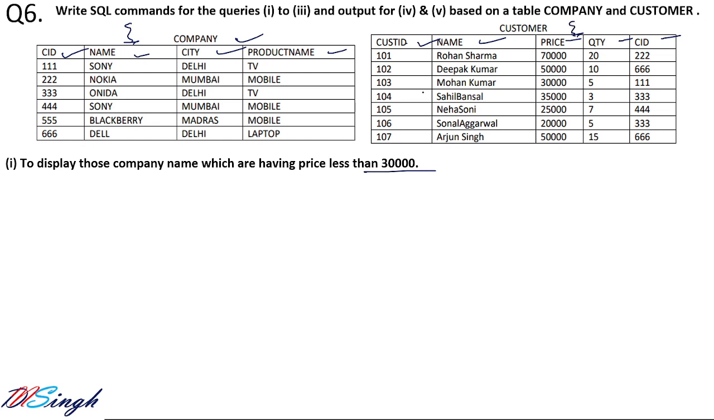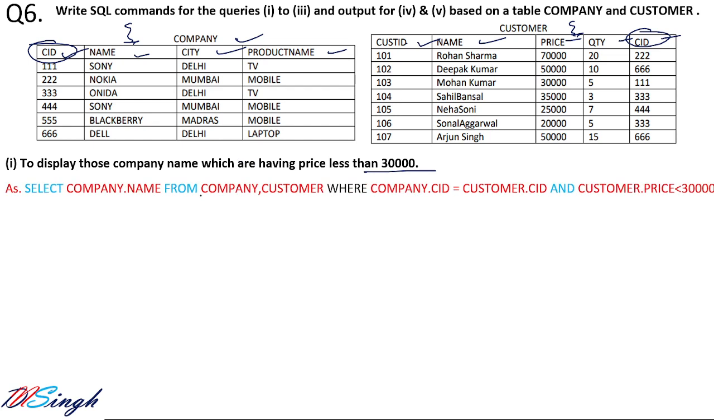So what I need to do? I need to perform a join. Let us see, is there a common column? Yes, CID is the primary key for company but foreign key for customer table. Let us see how to write. Select company.name from company, customer where company.cid equal to customer.cid and customer.price is less than how much? 30,000.